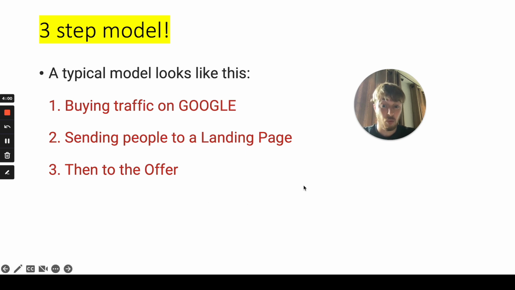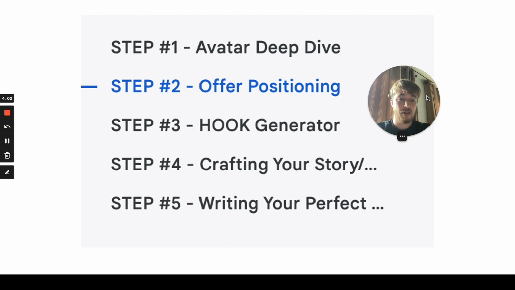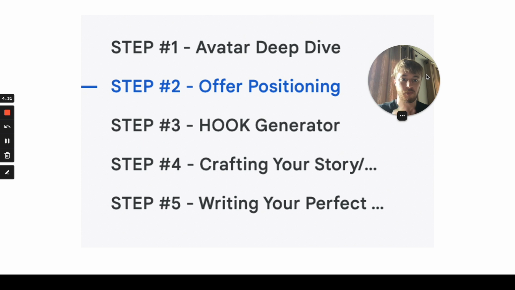Now, how to do this? What to do? First thing, when I work with someone one-on-one, personally, what I always make sure of, step 1, is you have to deep dive into the avatar. Who is your market, your audience? Step 2, offer positioning, very important. How you position your offer. And of course, your offer cannot be crappy. It needs to be a high quality offer that actually provides results for people who buy it, right? So very important thing, what offer you promote.